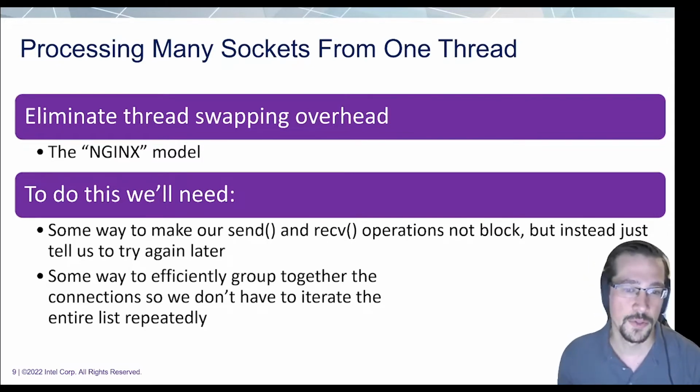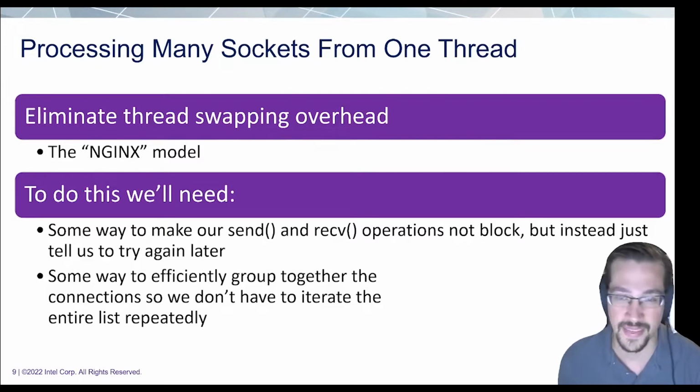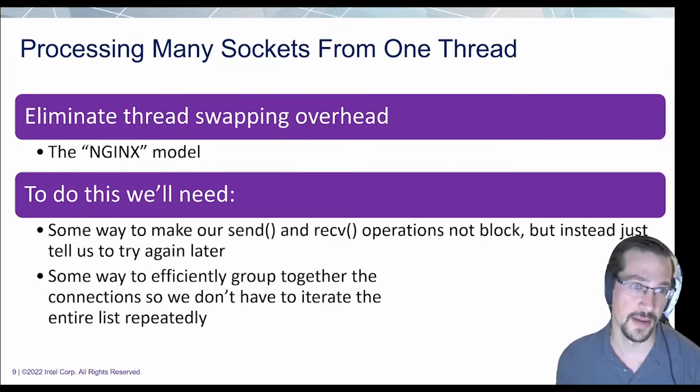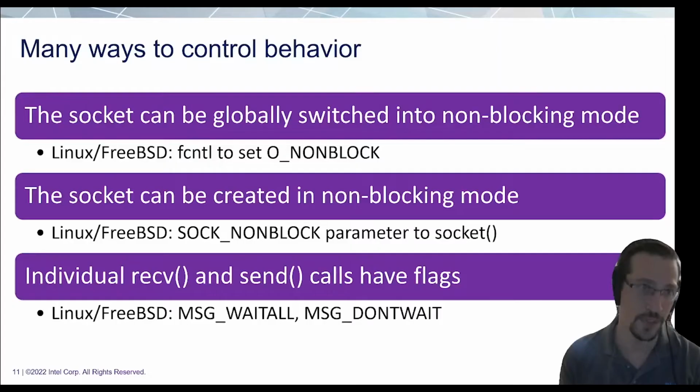And then we also need some way to efficiently group together the connections, because if you have a huge set of connections on one thread, 1,000, 10,000, something like that, you'll quickly see that we're just looping over the set of sockets, 10,000 or whatever we decided, and we are calling receive on every one of them to check if there's data there, and that has way too much overhead. So we'll get into that. All right, so I'll cover blocking versus non-blocking of those two first.